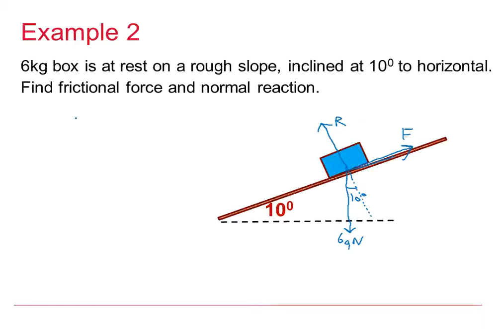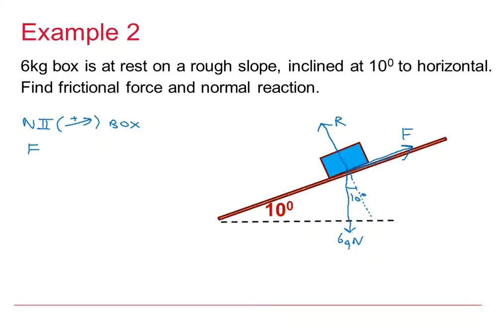So we have equilibrium, so I'm going to do Newton's second law, and because it is on an inclined plane, I'm going to take positive as up the slope. So I'm going to do Newton 2 up the slope on the box. So looking at the forces in turn, F is acting up the slope, so that's in my positive direction, so that's a positive F. R is perpendicular to the slope, so has no parallel component to the slope.